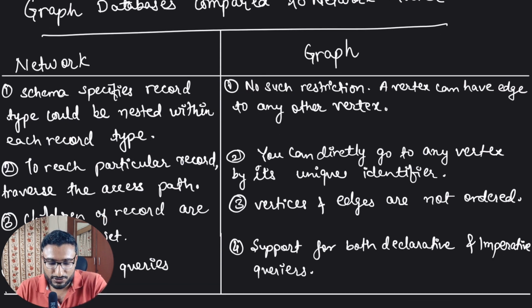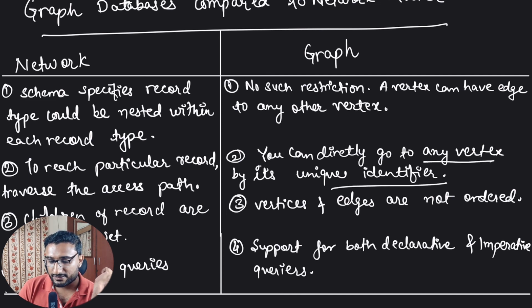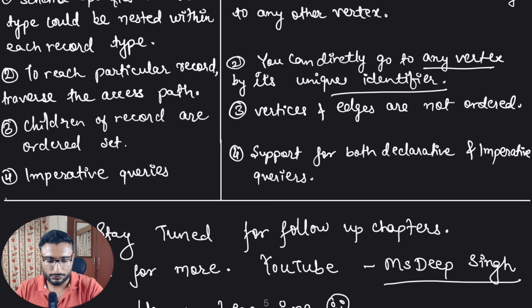To reach any particular record in the network model, you will have to specify the access path. Key, this is the path I have to take. But in case of graph, you again have that flexibility. You can directly go to any vertex, let's say the vertex is specified by a unique identifier, a UUID, मैंने assign कर रखी है each and every vertex को. So in that case, I can go directly to that vertex and retrieve the data, and I can traverse from that vertex along any of the edges.